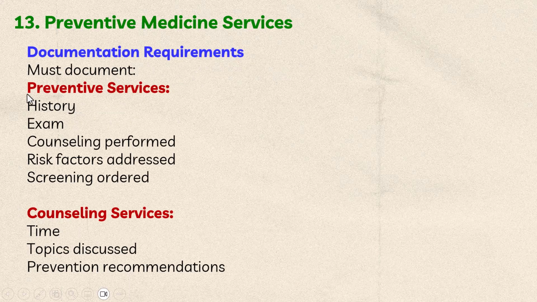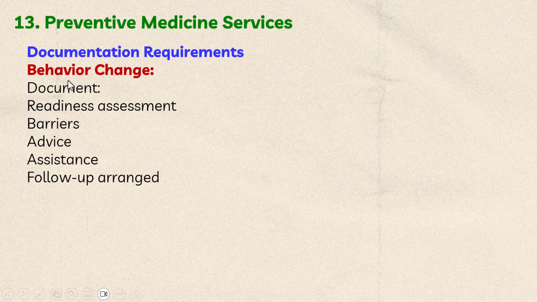Documentation requirements for preventive services include history, examination, counseling performed, risk factor addressed, and screening ordered. For the counseling services, time, topic discussed, and prevention recommendations. For the behavior change, readiness assessment, barriers, advice, assistance, and follow-up arrangement are documented.